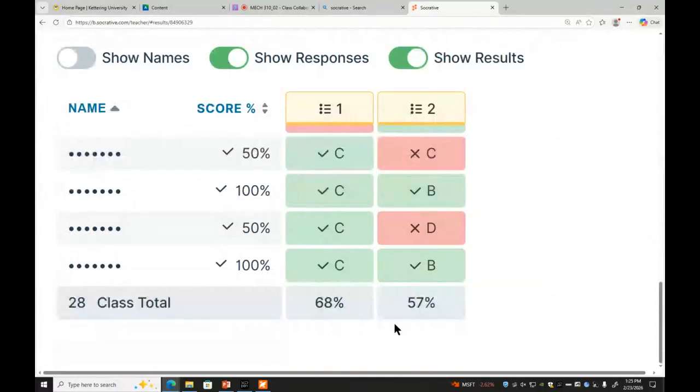First question, 68% answered correctly. Second question, 57% answered correctly.